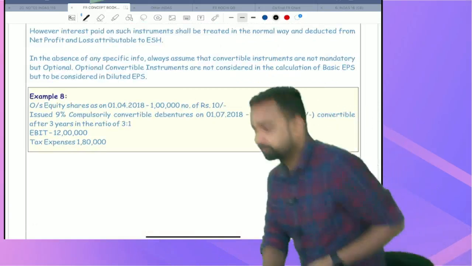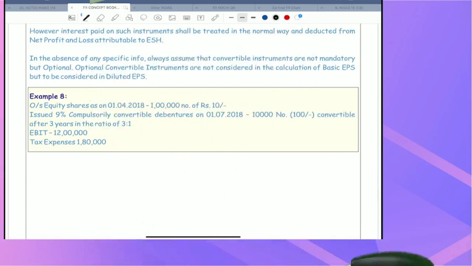Do it. Example 8. Outstanding equity shares on 1st April 18: 1 lakh numbers of 10 each. Issued 9% compulsorily convertible debentures on 1/7. That is 10,000 numbers, but the conversion will be done after 3 years in the ratio 3:1. 3:1 means for every one debenture, I will give you 3 shares after 3 years. But since it is compulsory, you take it right now only. You consider them as equity shares right now only. Please tell me how many shares are there. Tell now.